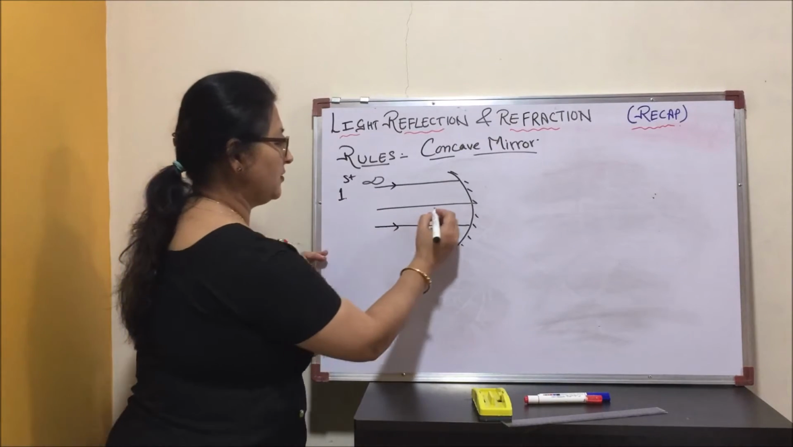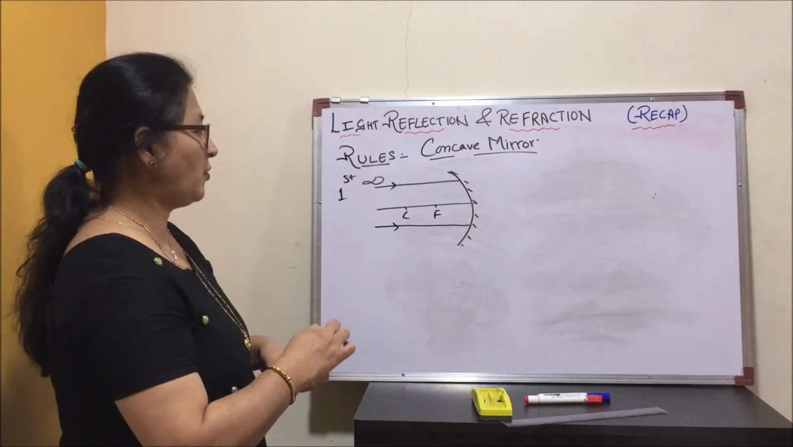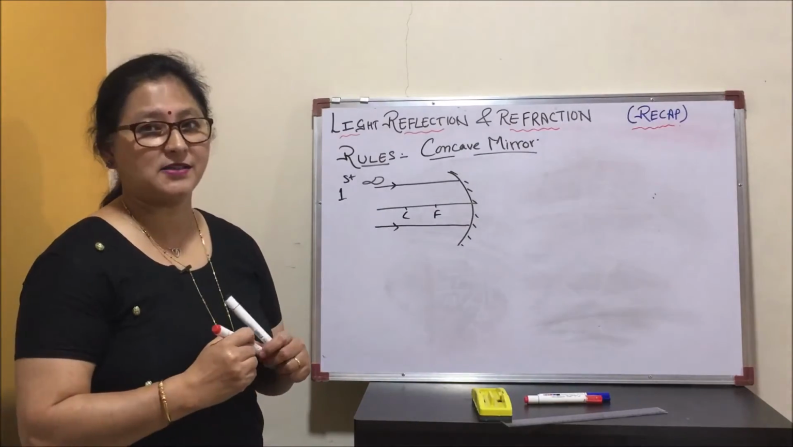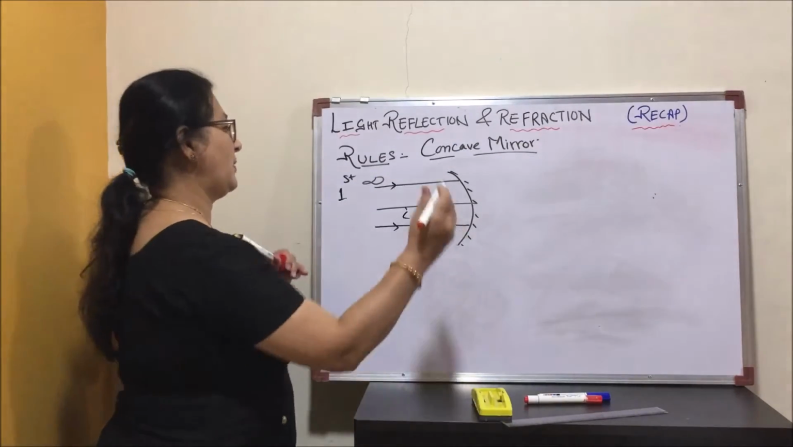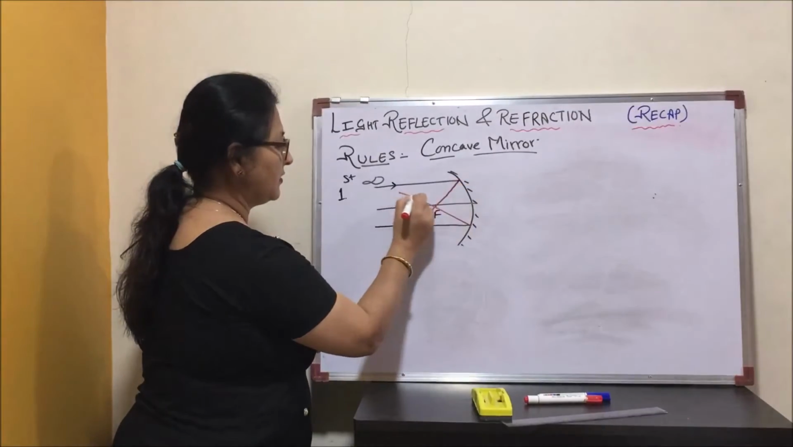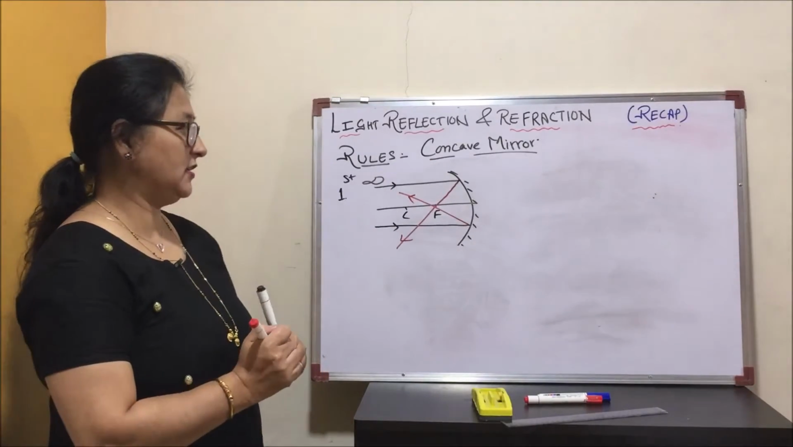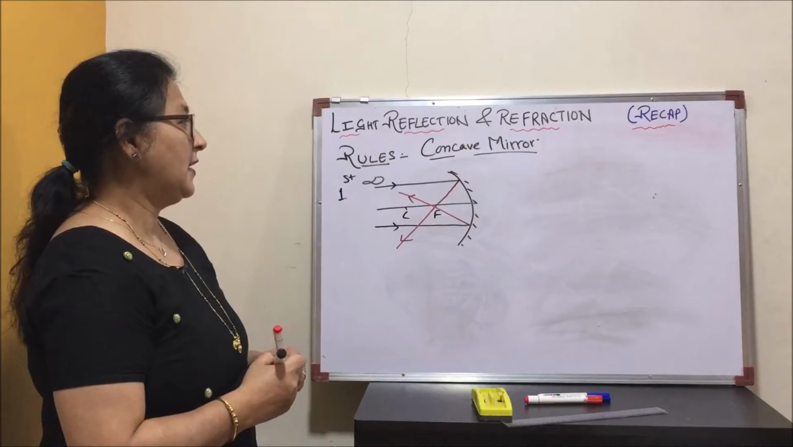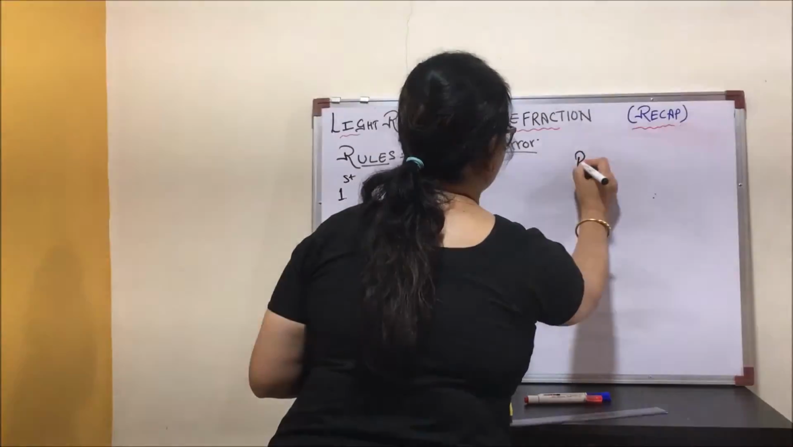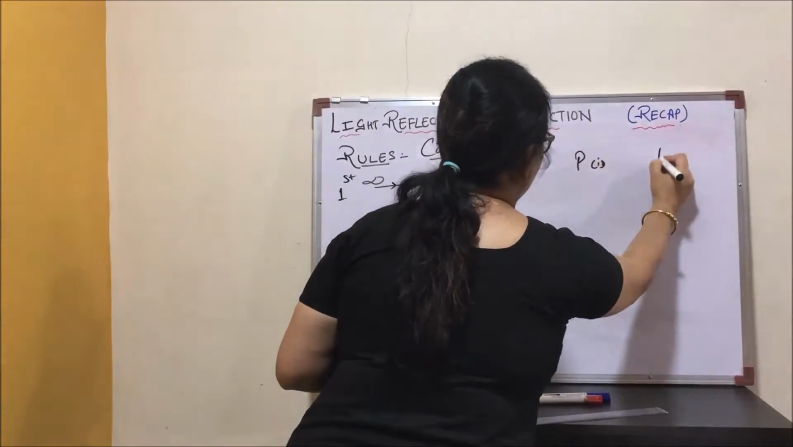So after reflection, what about this? Focus, center of curvature. When the rays are parallel to the principal axis, after reflection, they pass through the focus, right? So here, after the reflection, it is passing through the focus. Clear? You have to mark arrows. I have already given the instruction in my last session. Now, the important thing, the position. I'm just writing position of image, image position and nature.